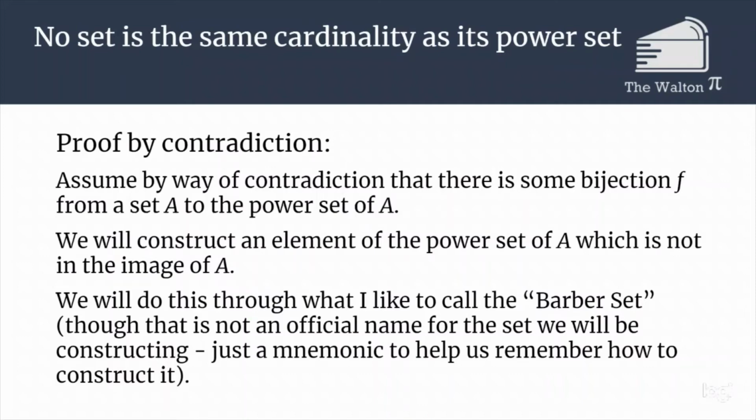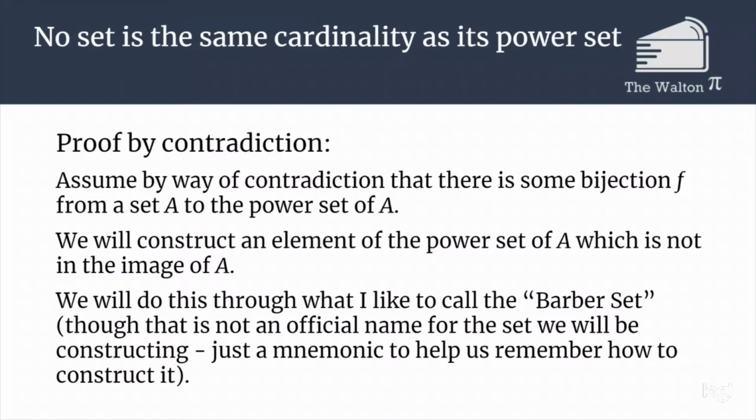And then we are going to construct an element of the power set of A which is not in the image of A. The set that we're going to construct is the set that I like to call the Barber set. That's not anything that is common or widely accepted. It's just a mnemonic that I use to help me remember how to construct it whenever I'm in a situation where I would need to prove something along this line.